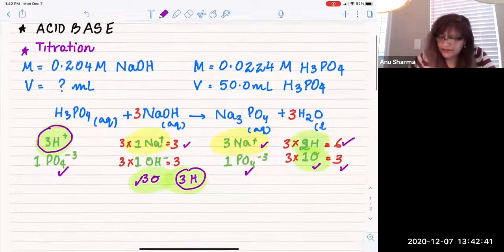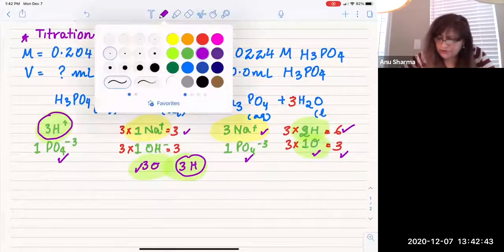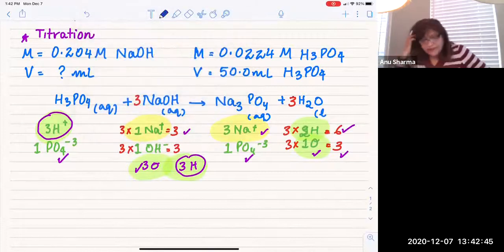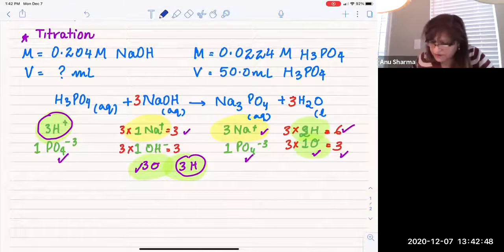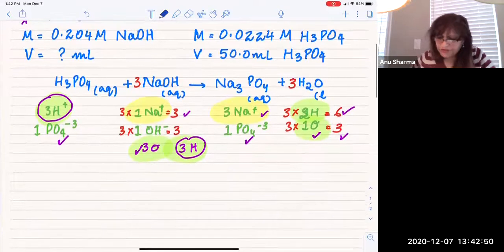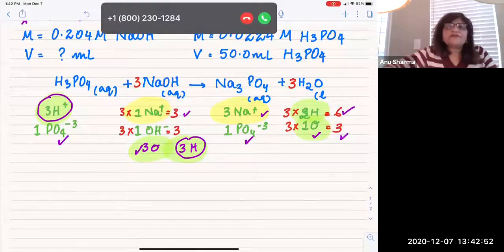Okay, so it's very important you balance the equation. So right now I'm not going to repeat the balancing. I may repeat in some other questions, but let's move on from here. So what are the first steps?